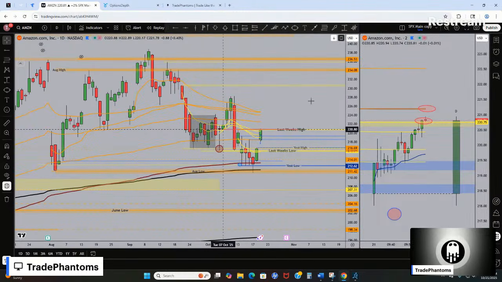Why is my cursor being weird? What is it? Why is it doing that? Anybody know? Oh, because I have the ellipse on. Duh. Get off. Oh, they're so annoying. There we go.